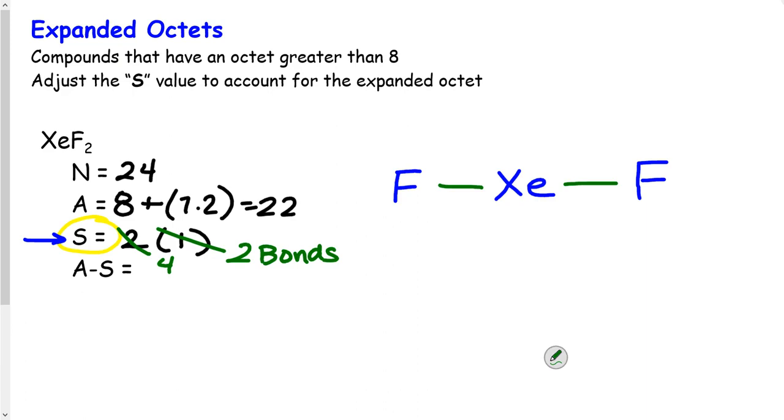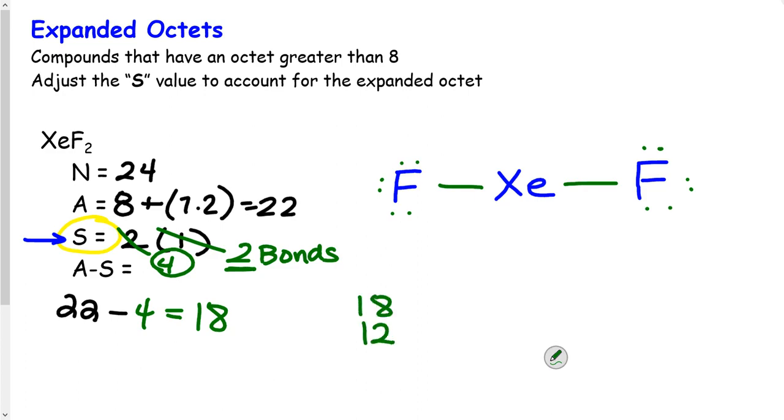Now, since I adjusted this to a 2 and this value to a 4, I'm going to keep that as such. When I go to subtract my A value of 22, I'm now going to subtract my new adjusted value of S, which is 4, to give me 18 electrons, which need to be placed. Each fluorine to get to an octet needs 6. By doing that, I just used 12 electrons out of the 18 that I have ready to go. I have 6 left over.